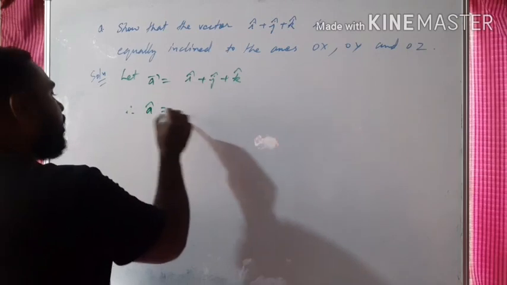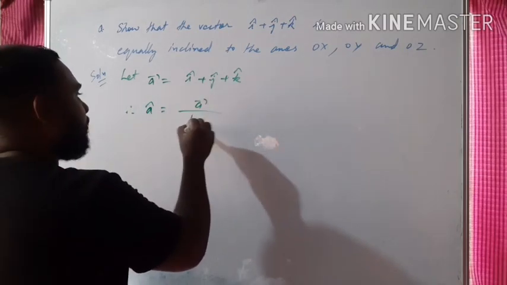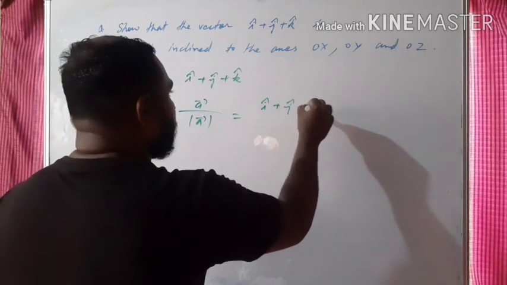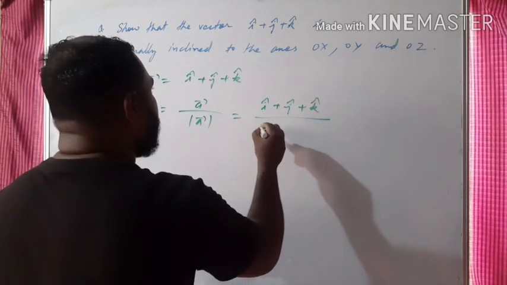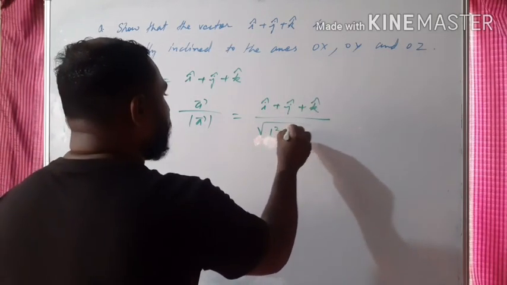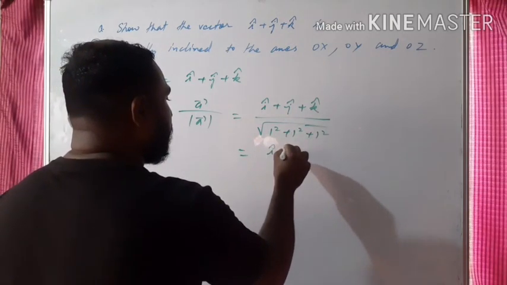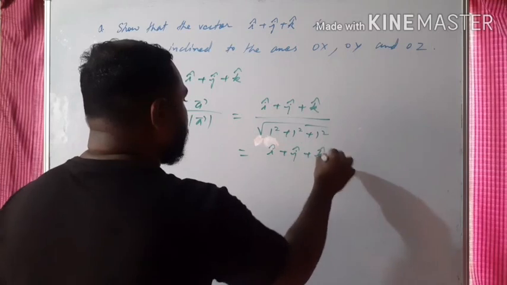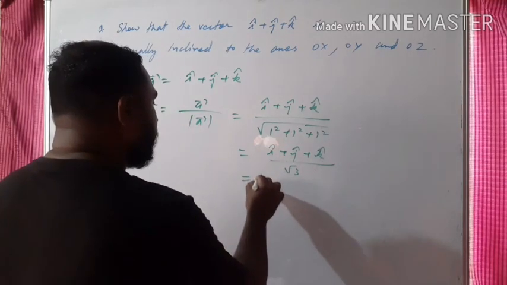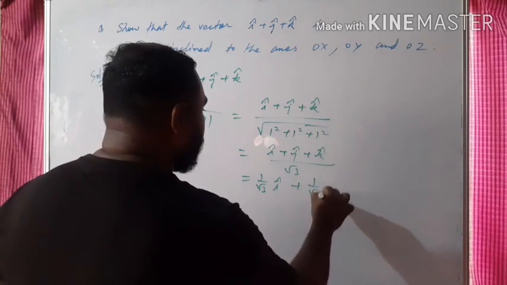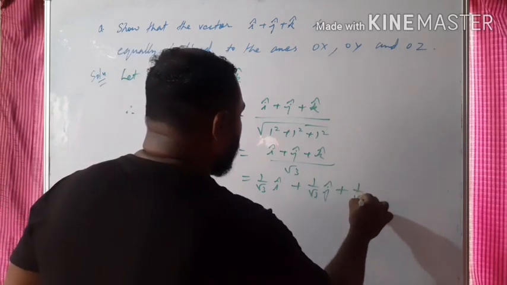Here a cap will be what? A bar by magnitude of a bar, that is i, j, k divided by magnitude of a bar, which will be the square root of 1 squared plus 1 squared plus 1 squared. So this will be i plus j plus k divided by root 3. So it is 1 by root 3 i, 1 by root 3 j and 1 by root 3 k.